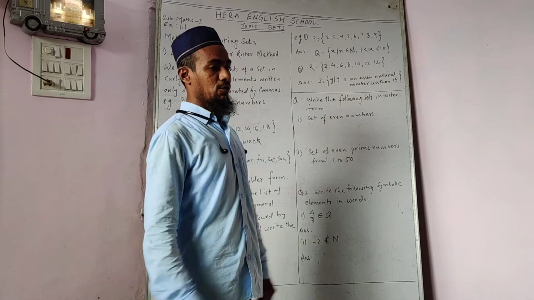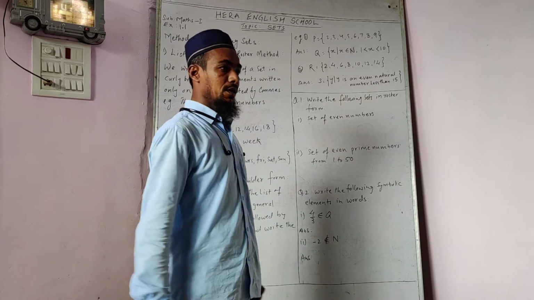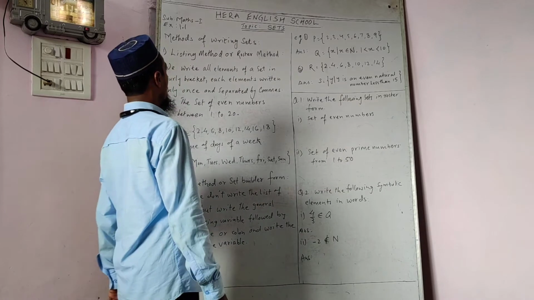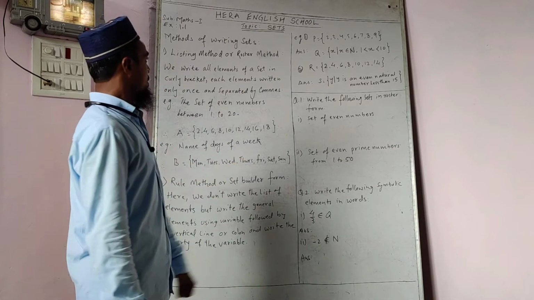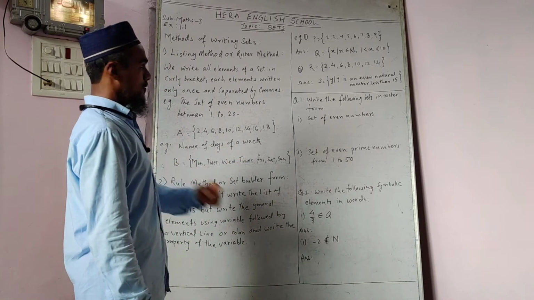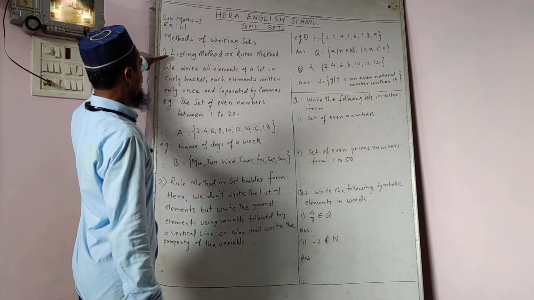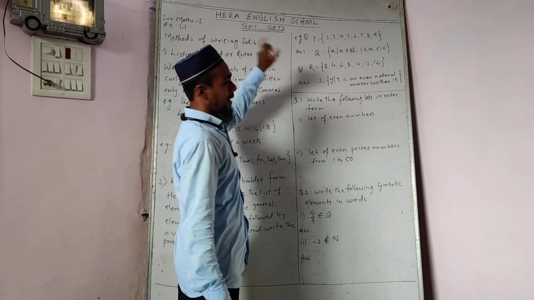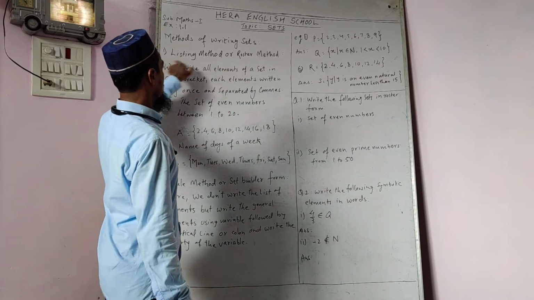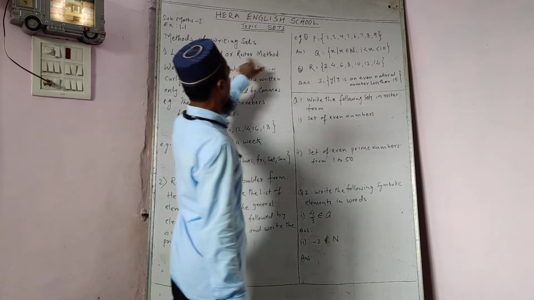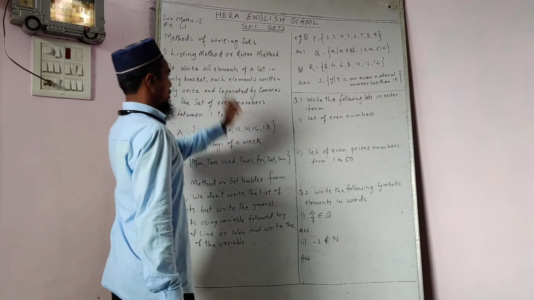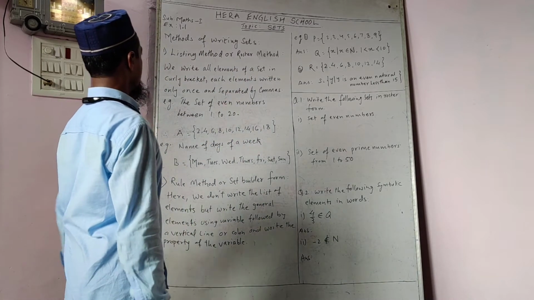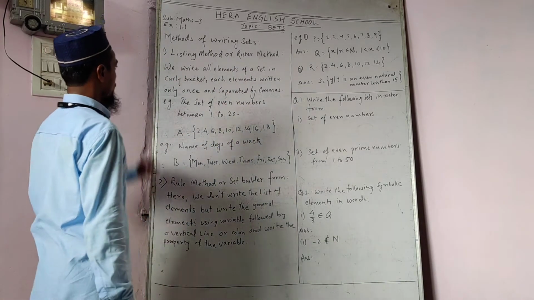Now we are going to see how many methods there are. We have two methods of writing sets. Number one, the listing method or roster method. You can say listing method or we can say roster method. Now see the definition of the listing method or roster method.